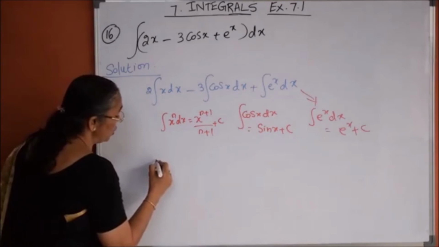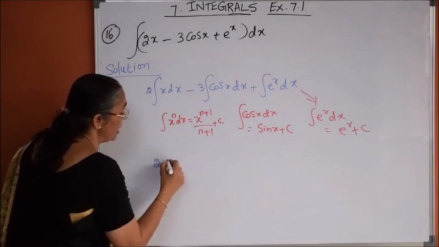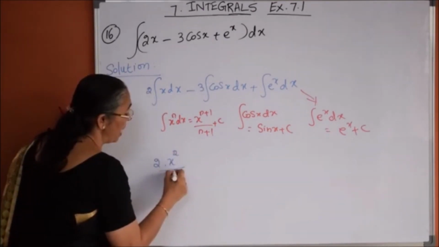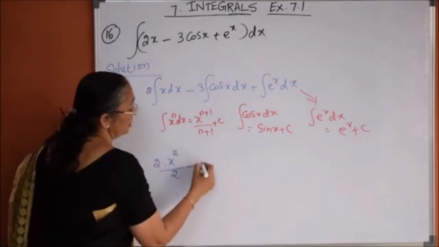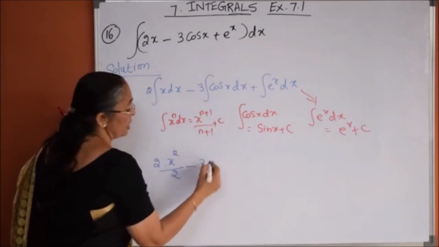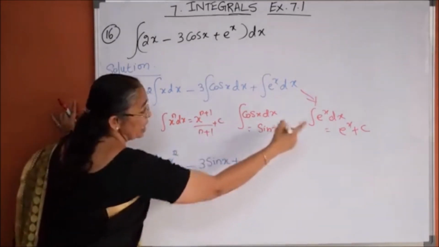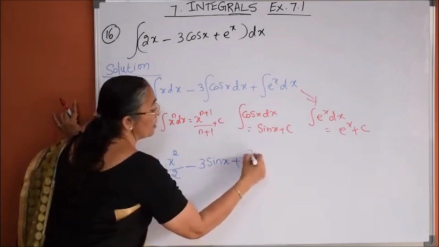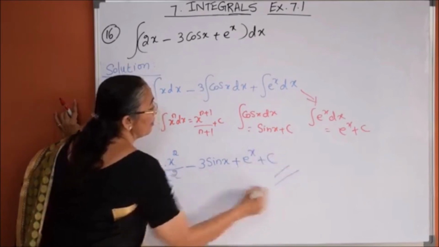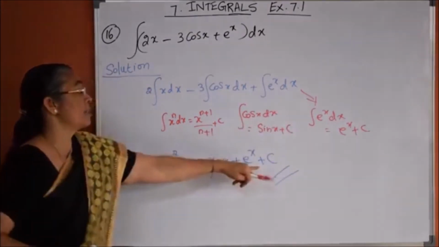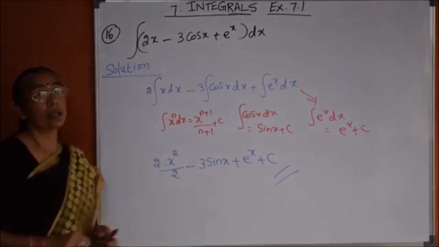So the first one, 2 into x power 1 dx, which is x power 2 by 2, minus 3 times the integration of cos x, which is sin x. So minus 3 sin x, plus the integration of e power x dx, which is e power x. Plus all the constants together we can make as one single constant, plus c.